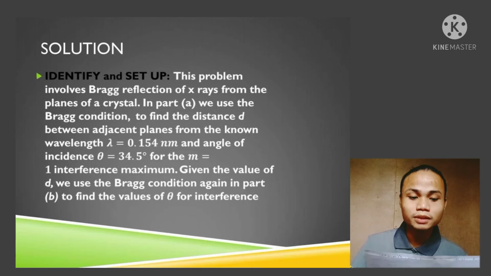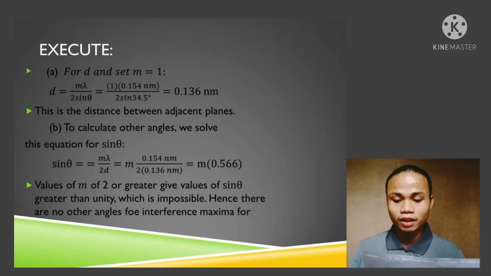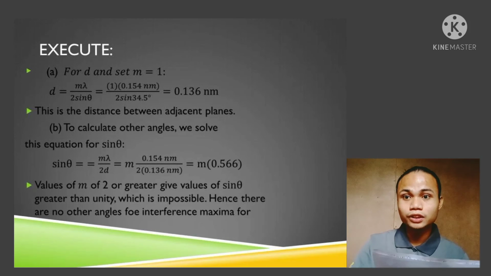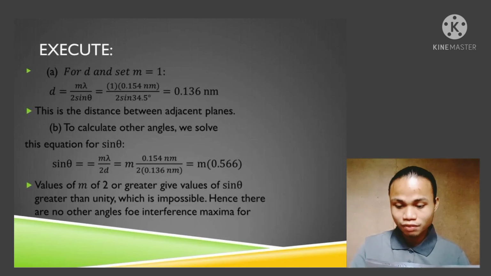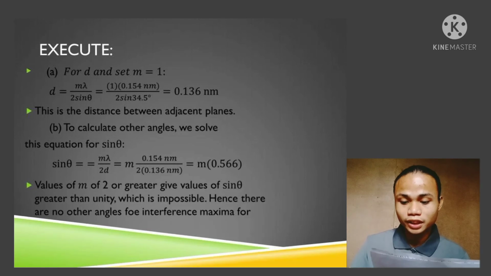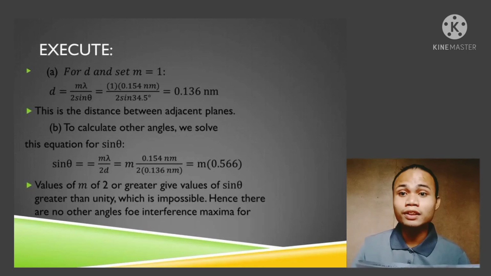So to execute, we are going to use the formula for the Bragg condition and transform it. We have d equals m, the interference maximum, times the wavelength, over 2 times sine theta. So substitute all the values. We have m equals 1, wavelength equals 0.154 nanometers, then 2 sine of the angle of incidence, 34.5 degrees. So we have here 0.136 nanometers.